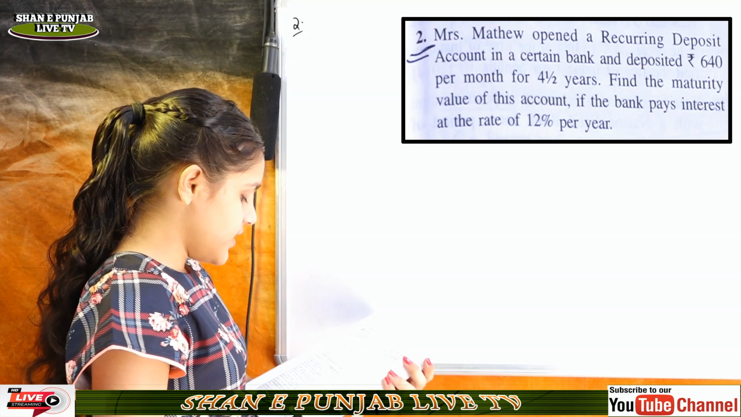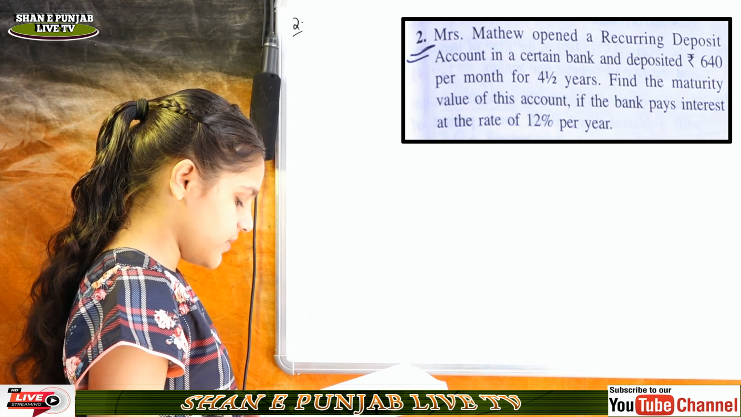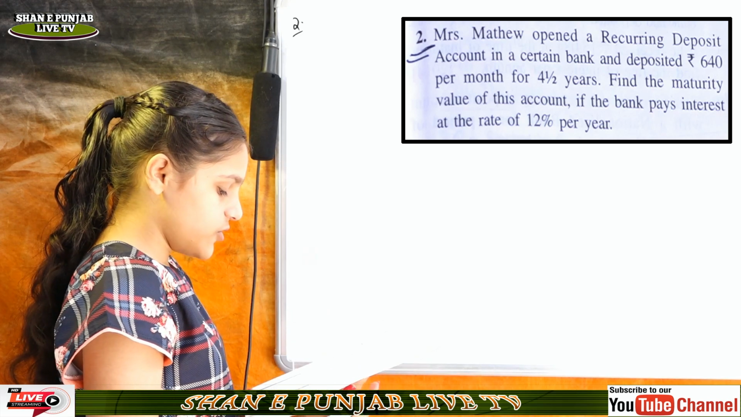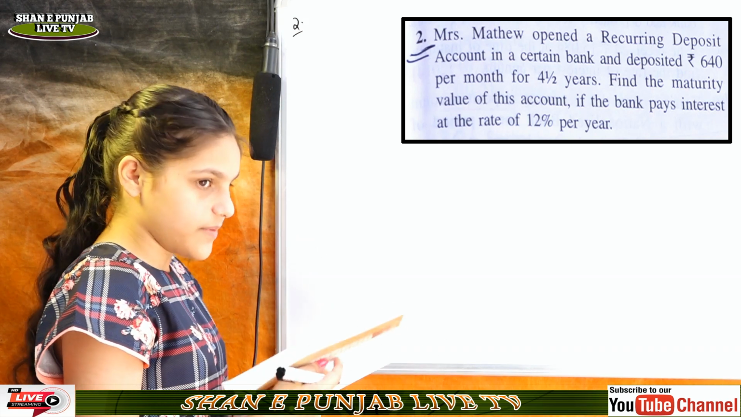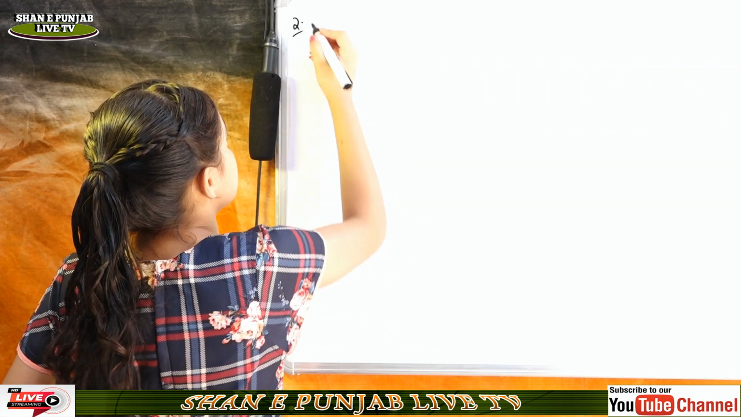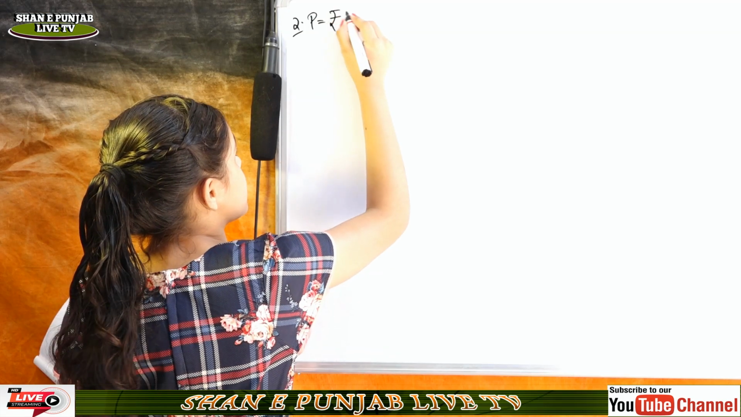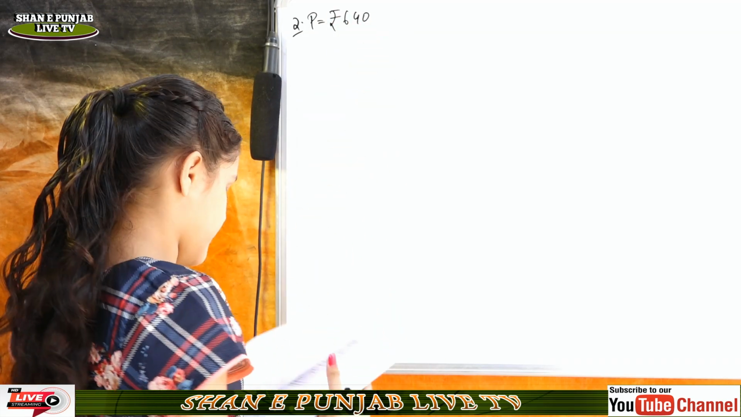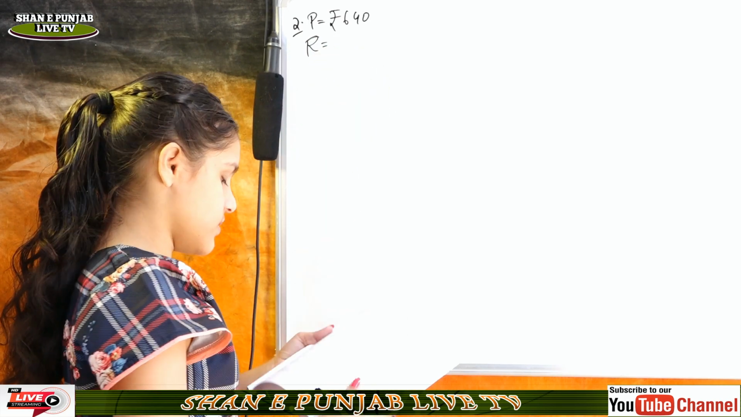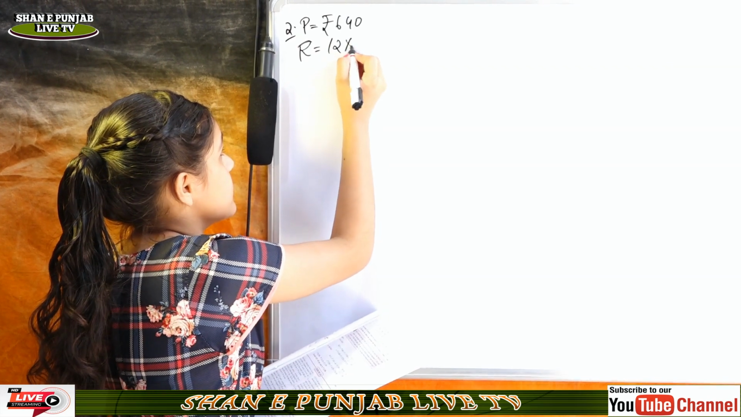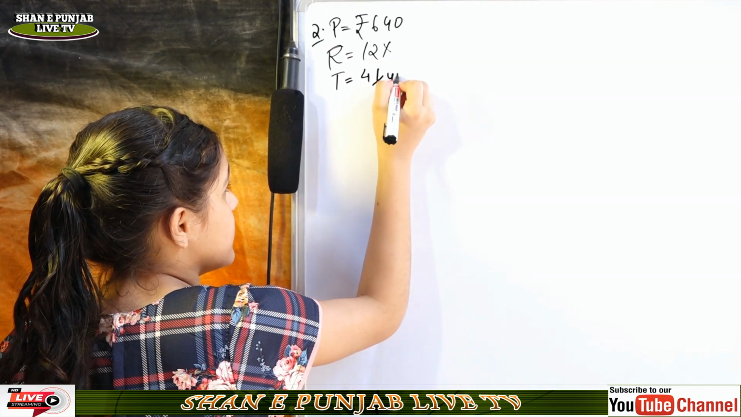Mr. Matthew opened a recurring deposit account in a certain bank and deposited Rs 640 per month for 4.5 years. Find the maturity value of this account if bank pays interest at the rate of 12% per year. Principal is given as Rs 640. Rate as 12% and time as 4.5 years.